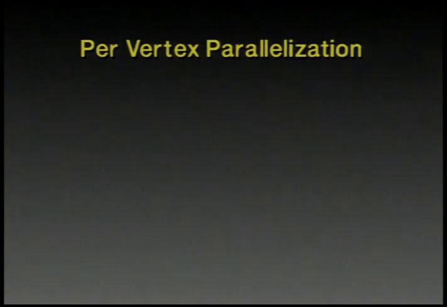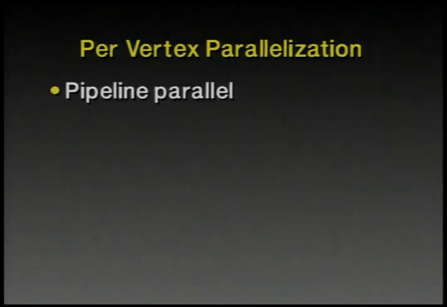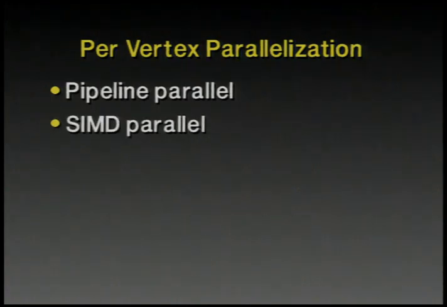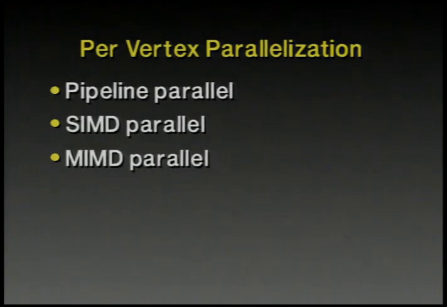All right, so first let's consider the per vertex part of the architecture. There are 3 kinds of parallelism we'll consider. The first is pipeline parallelism. The second, SIMD parallel, in which case there's a single sequencer driving multiple data paths. And the third, MIMD parallel, where each of the multiple data paths is driven by its own sequencer. In the following slides, I'll put up a simple diagram to describe each of these and then comment about the advantages and disadvantages of each.